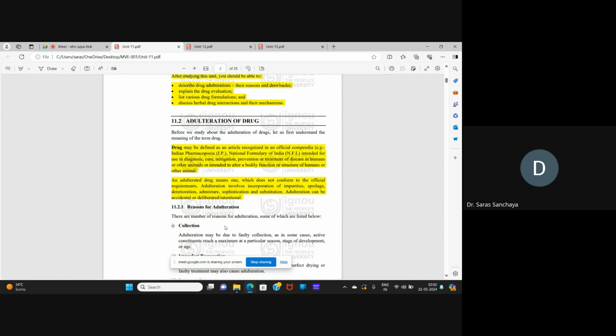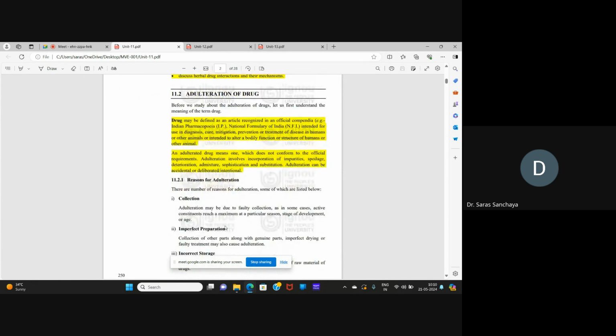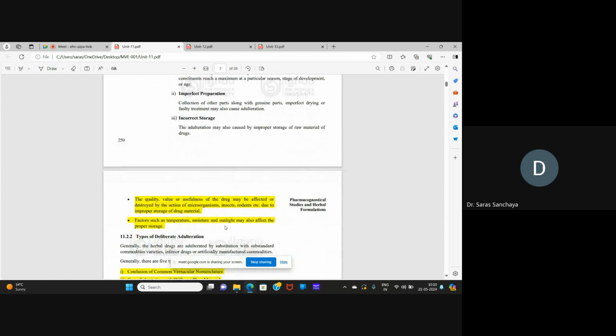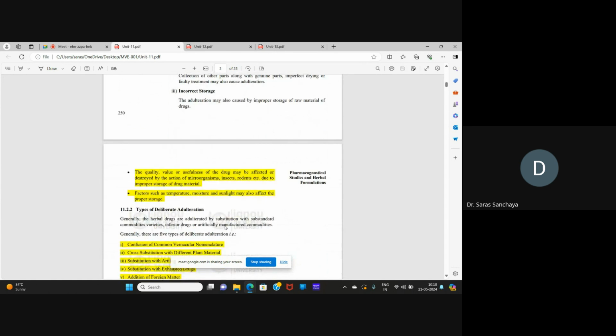An adulterated drug means one which does not conform to the official requirements. Adulteration involves incorporation of impurities, spoilage, deterioration, admixture, sophistication, and substitution. Adulteration can be accidental or deliberate or intentional. The quality, value, or usefulness of the drug may be affected or destroyed by the action of microorganisms, insects, rodents, etc., due to improper storage of drug material. Factors such as temperature, moisture, and sunlight may also affect the proper storage.